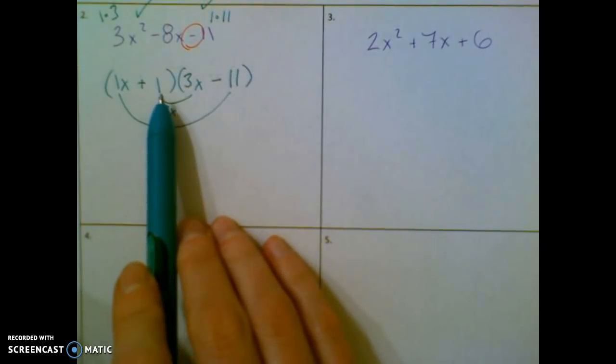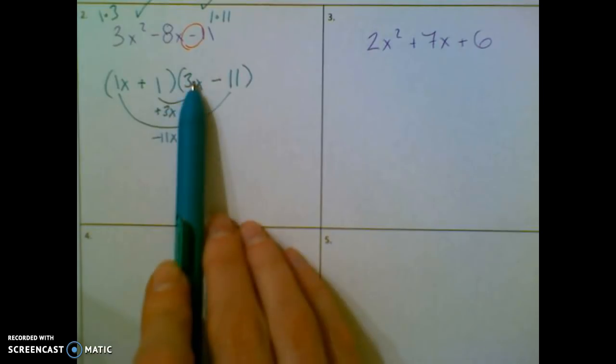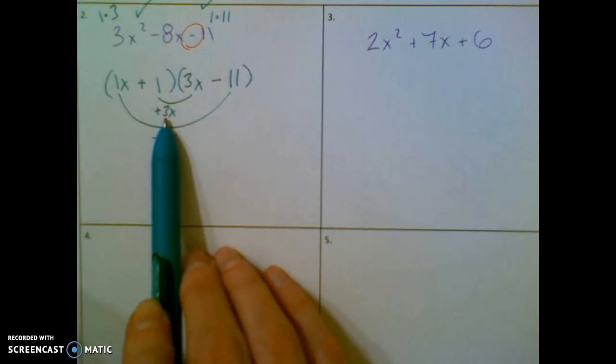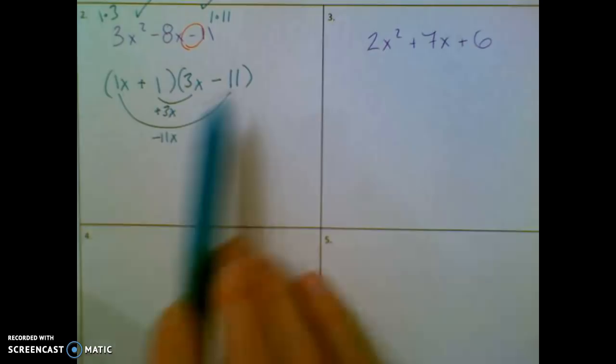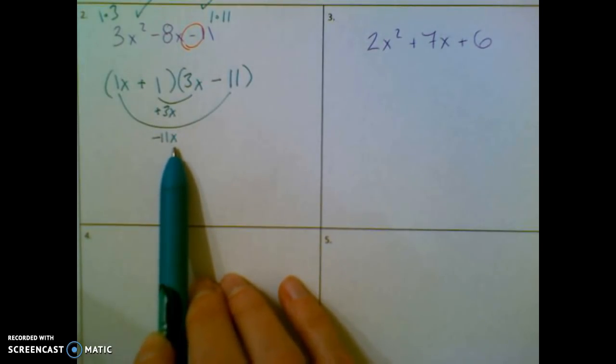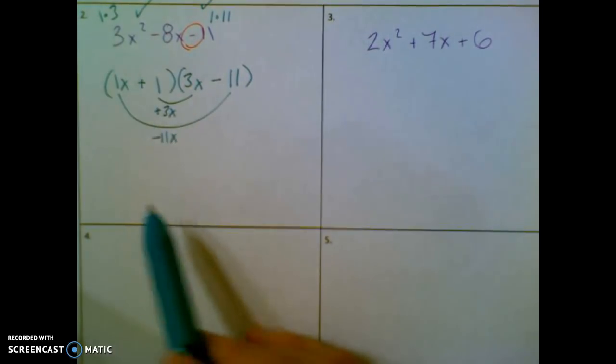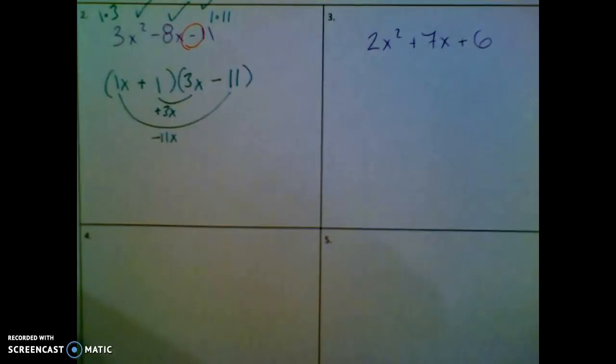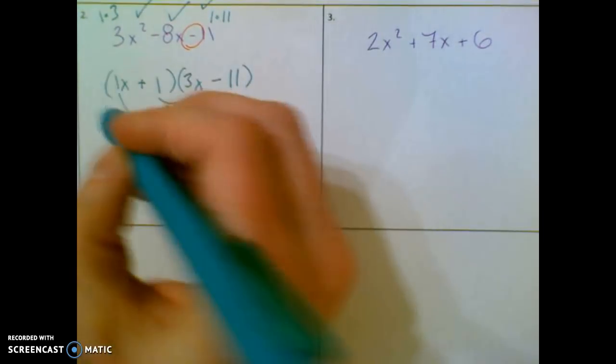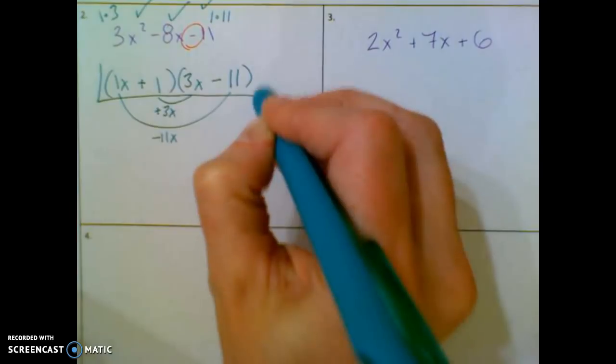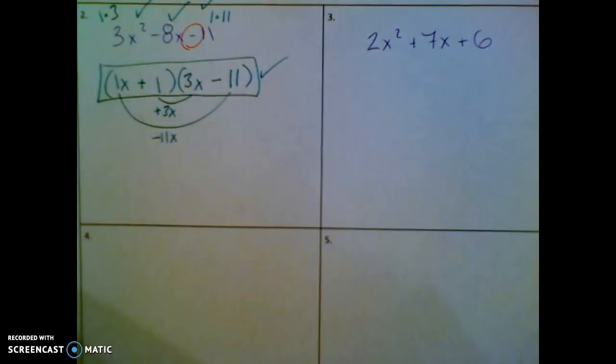Let's make sure our outer and inner works again. 1 times 3x is in fact 3x. 1x times negative 11 is in fact negative 11x, and negative 11 plus 3 is definitely negative 8. So all these guys are correct, so we got lucky on the first try. I'm going to box that guy in. I'm done. That guy's done.